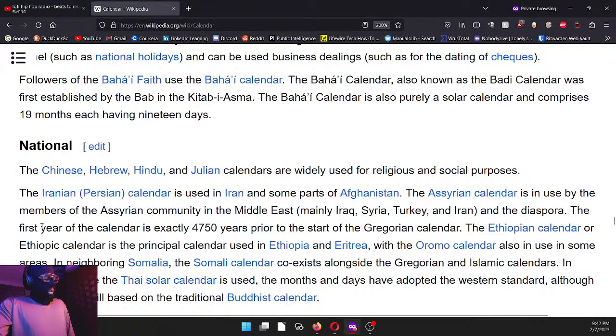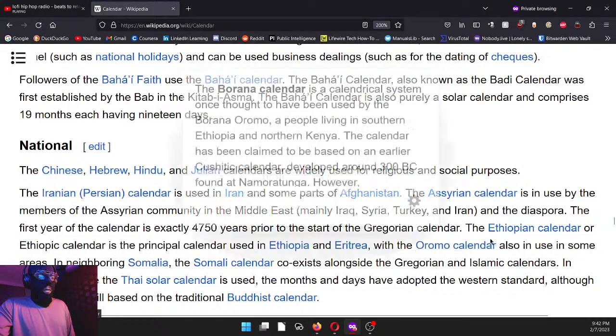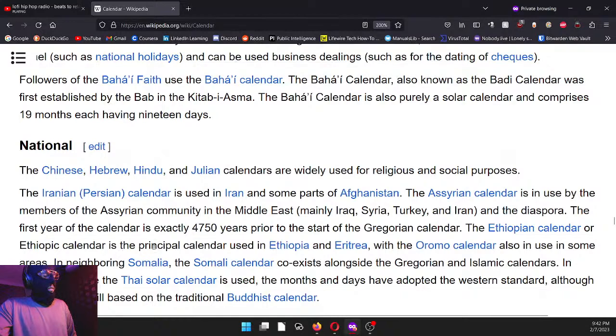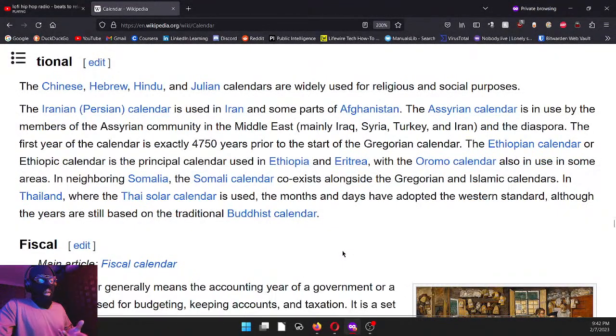So yeah, the first year of calendars exactly was 4750 years prior to the start of the Gregorian calendar. The Ethiopian calendar, or the Ethiopic calendar, is the principal calendar used in Ethiopia and Eritrea, with the Amazigh calendar also in use in some areas. In neighboring Somalia, the Somali calendar coexists alongside the Gregorian and Islamic calendars. In Thailand, where the Thai Solar calendar is used, the months and days have adopted the Western standard, although the years are still based on the traditional Buddhist calendar.